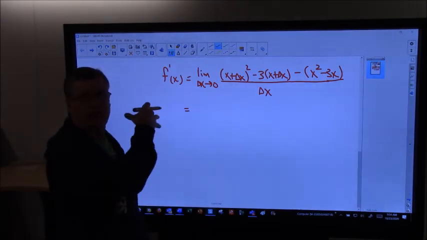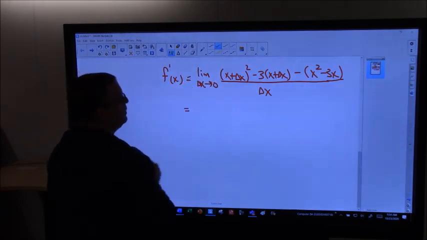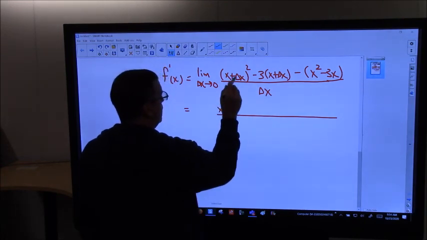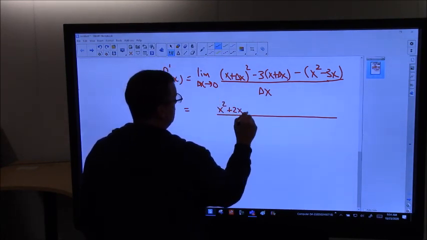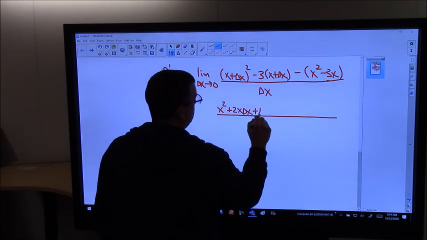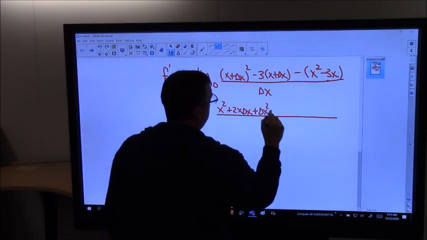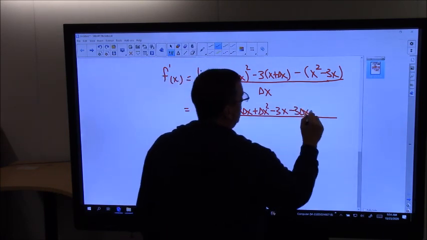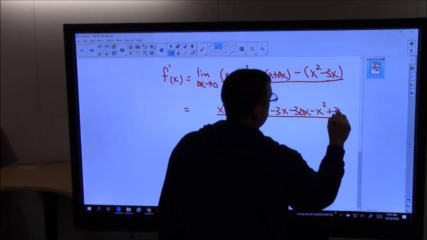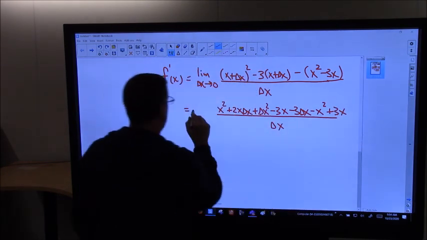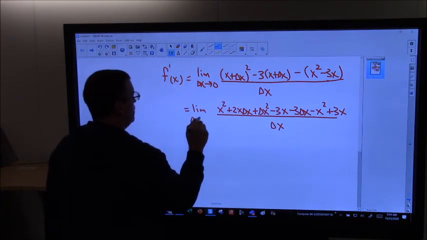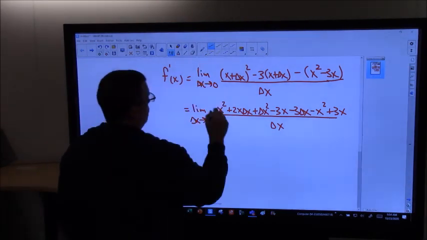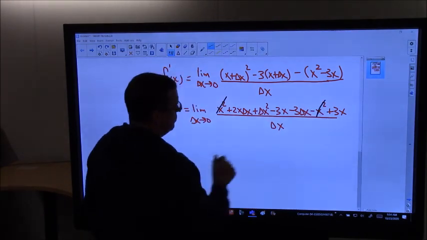If you want to pause it and try it on your own, go ahead and do that. I'm just going to work through it. Square the first term. Multiply the 2 and double it. Square the last term. Multiply by a -3. Distribute that negative sign. Still doing the limit as delta x approaches 0. And so now that minus that equals 0.